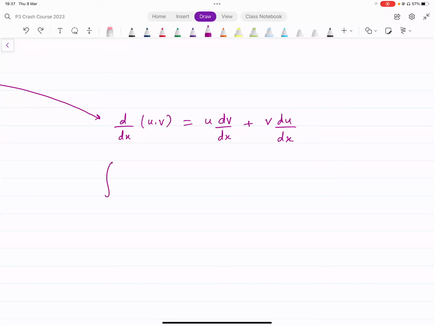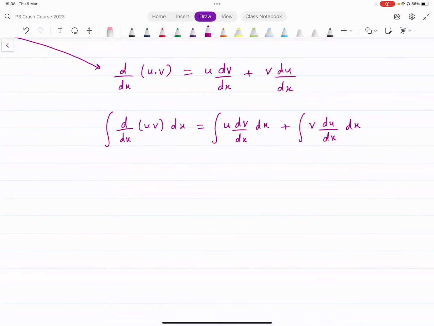If we integrate both sides, so we integrate the whole expression with respect to x, that gives us d over dx of uv with respect to x. On the other side, we would have the integral of u into dv over dx with respect to x plus the integral of v into du over dx with respect to x, right?